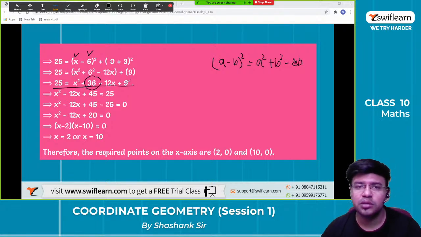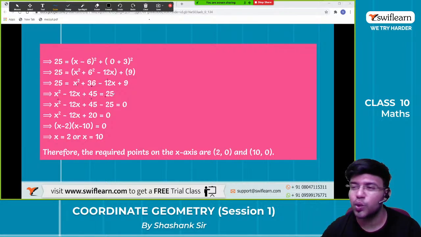How much is 36 plus 9? 36 plus 9 is 45. So write the terms first: x square minus 12x plus 36 plus 9, that is 45, is equal to 25. Now take 25 to the left side, it will become minus 25. In layman's terms, that is what we say. In actual terms, you should say subtract 25 on both sides. We'll get minus 25 here, and here also minus 25. 25 minus 25 is 0. Simplify this, you get 20.